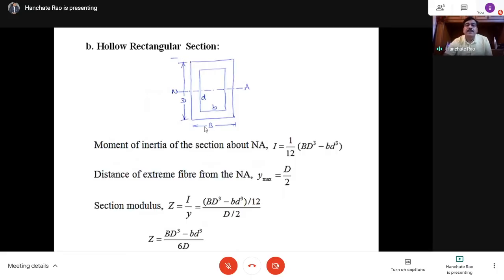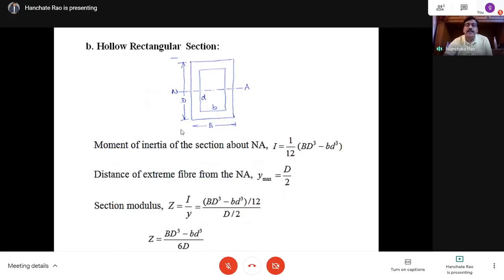So if it is capital B, capital D, what is the thickness of this rectangular section? Capital D minus small d, divided by 2, will give you this thickness. Similarly capital B minus small b, divided by 2, gives you the thickness in each direction.